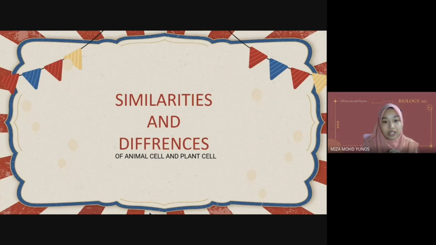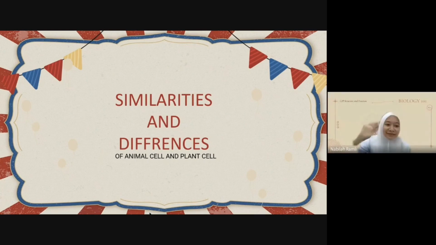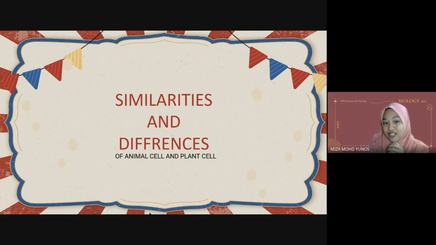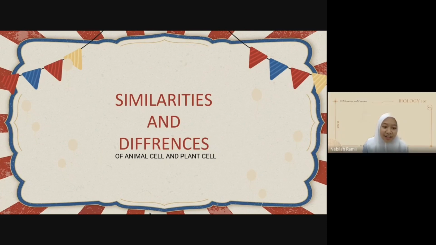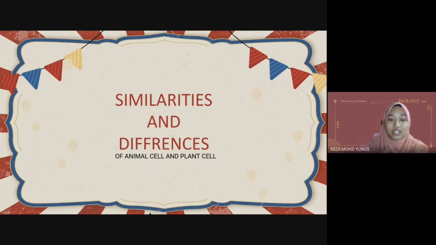All right. Can someone give me one difference between animal cell and plant cell? Anyone? Me, teacher. All right, Nabila, what is the difference? Plant cells have a fixed shape while animal cells do not have a fixed shape. All right, good. Because plant cell has the cell wall, it will give the plant cell a fixed shape. Okay, so can Nabila give me one example of the similarities between animal cell and plant cell?